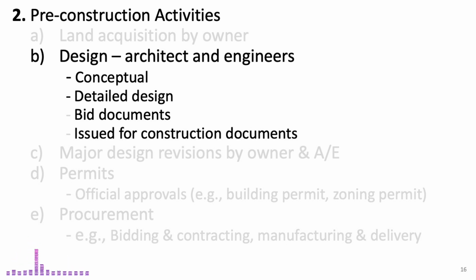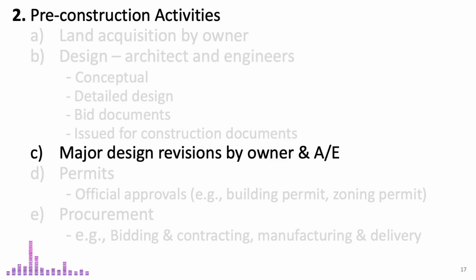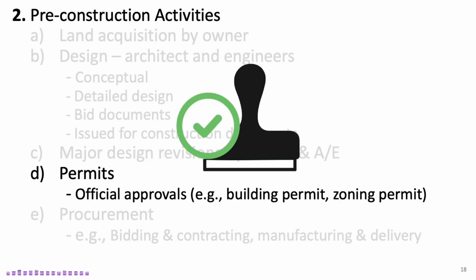Afterward, the project team issues the Issued for Construction (IFC) documents, which are the finalized plans and drawings that are used to begin construction work. Additionally, there may be major design revisions requested by the owner or architect engineer, AE, during the design process. These revisions can impact the scope and direction of the project, which is why it's important to account for them during pre-construction. Before construction begins, securing the necessary permits is another critical step.